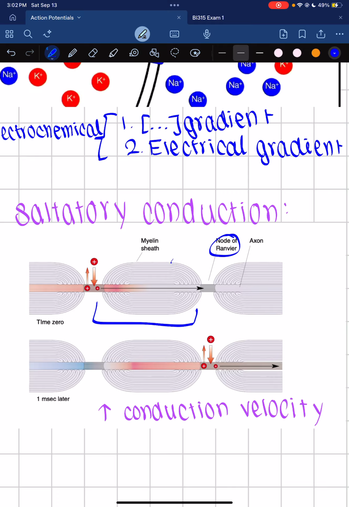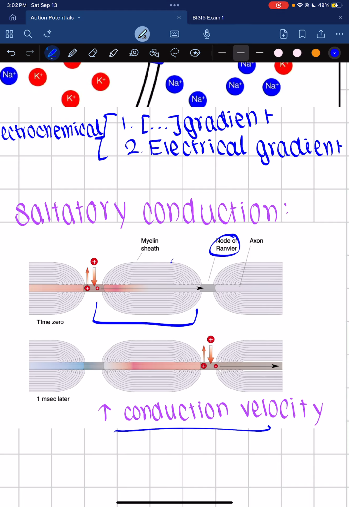An MCAT tip is that myelin increases conduction velocity by preventing ion leakage. And if myelin is damaged, it can lead to serious problems. And I've seen a bunch of passages on the MCAT about this.